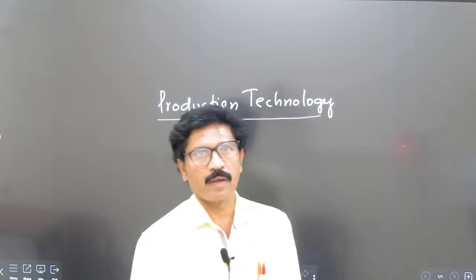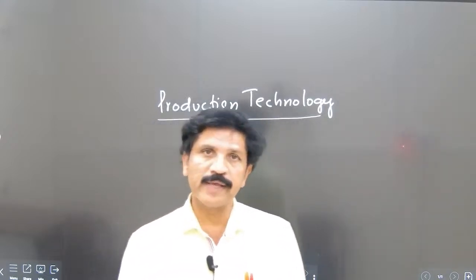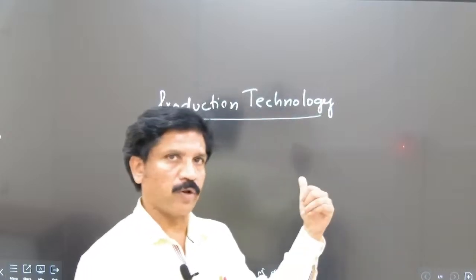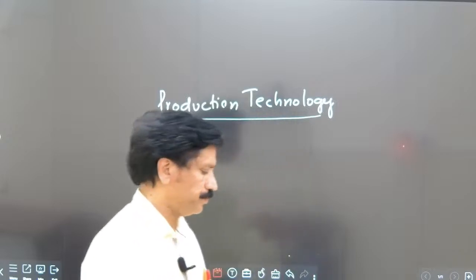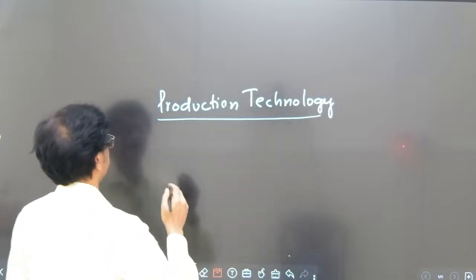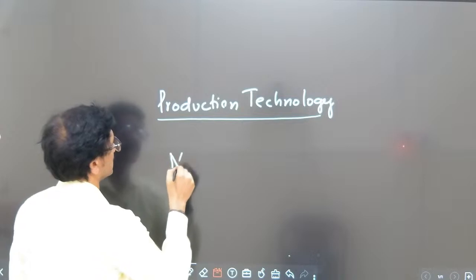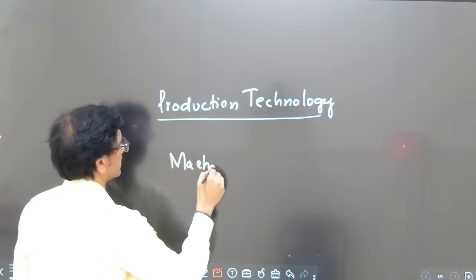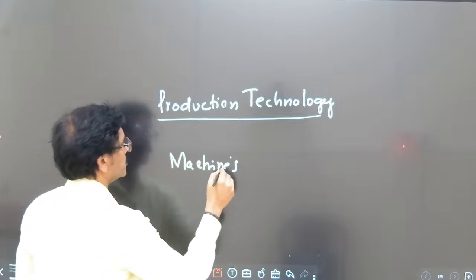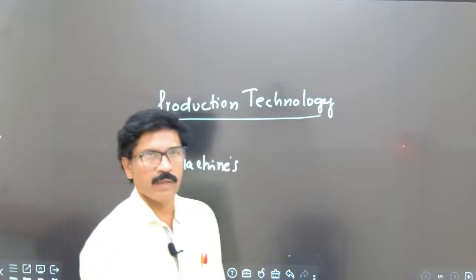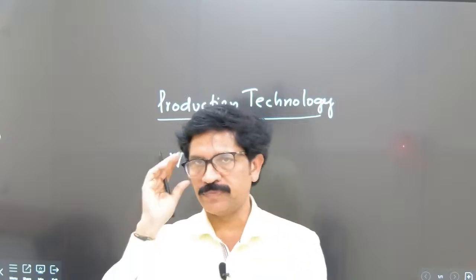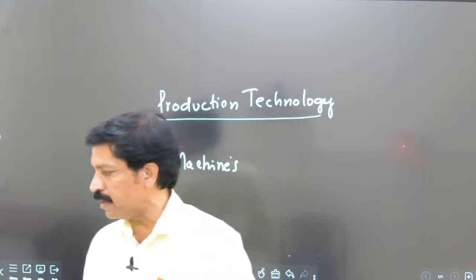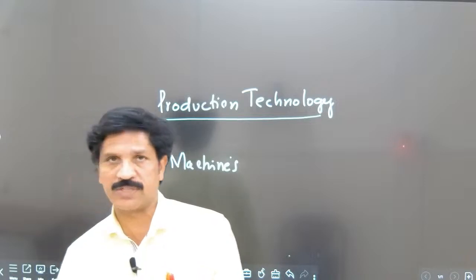Good evening students. Today I am going to take a session on production technology. The topic is machines. To produce any component, the machines are the prior stage. The selection of the machines is the first stage.